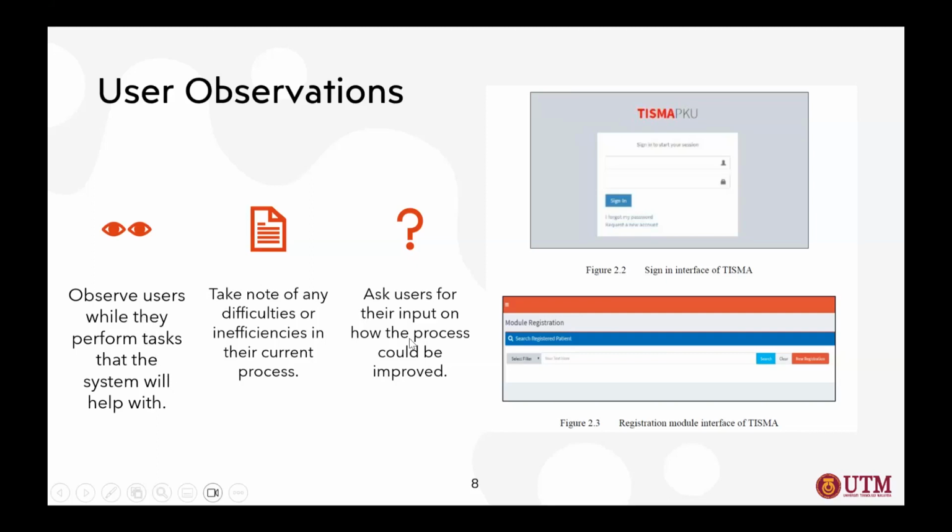So from the observation, like the one that I show here, this one is actually the current system used by the PKU. The student goes to the PKU and observes how they perform all the processes related with the problem, or related with the proposed system. Then from the observation, they will also conduct the interview session. Then they will look at all the current systems used at the company there.